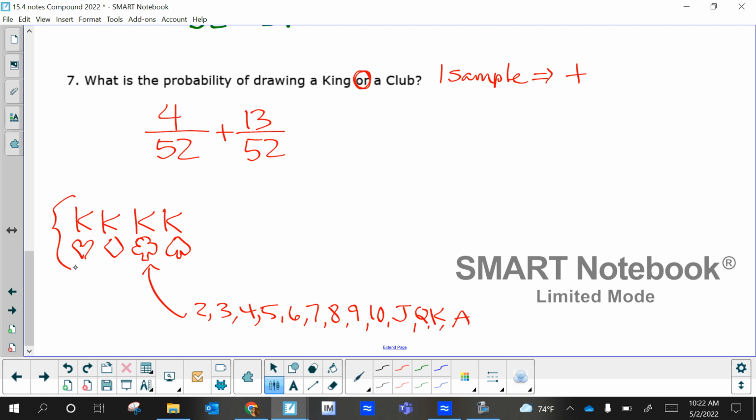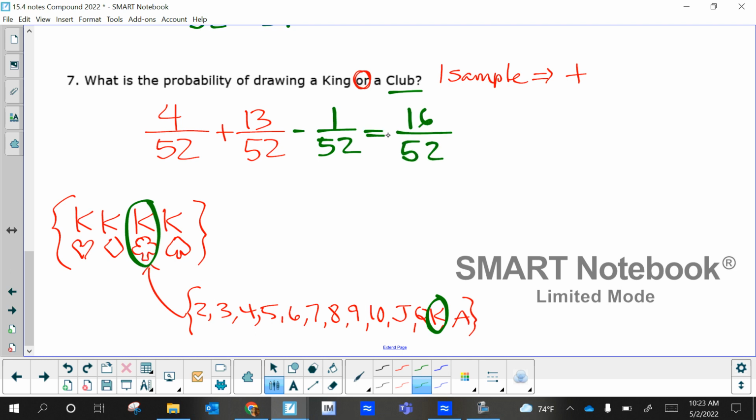Because this is from the first group and this is from the second group. Yes, there's an overlap. The king of clubs and the king of clubs, right? Are we doing clubs? Yes, clubs. So there is one overlap, so we do have to subtract 1 out of the 52. All right, so there's 1 in common. So now let's add this up. 17 minus 1 is 16 out of 52.